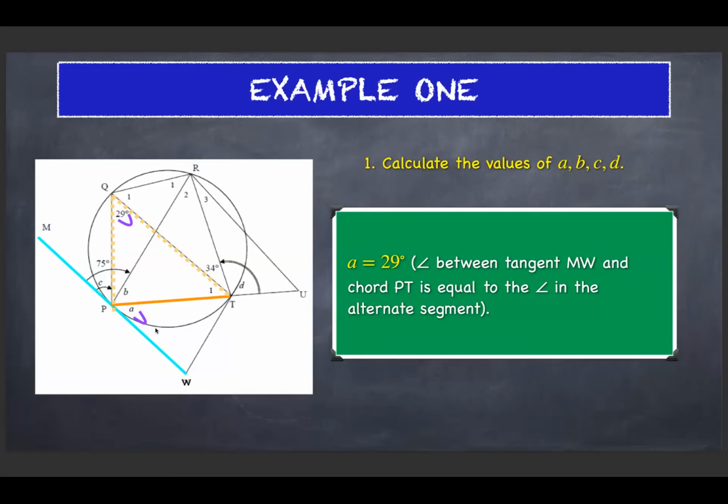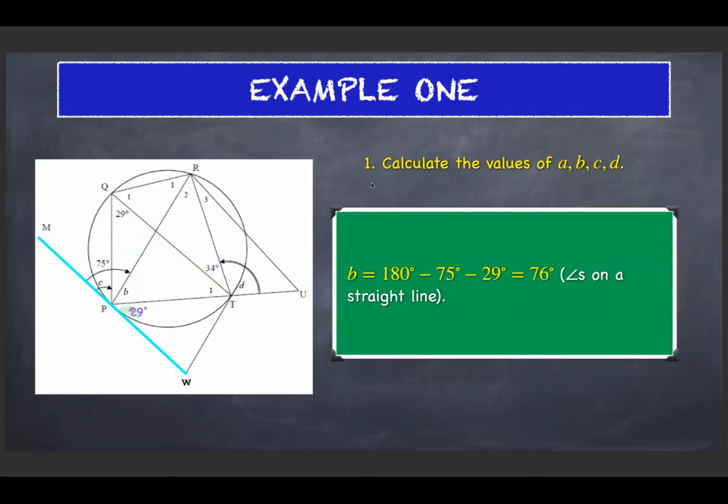And the reason would be: angle between the tangent MW and the chord PT is equal to the angle in the alternate segment, which is angle PQT. Yeah, there we go. All right, so that's the first one. Now we've got that labeled for us. We've got that angle A is 29 degrees, so I've put that on the diagram there.